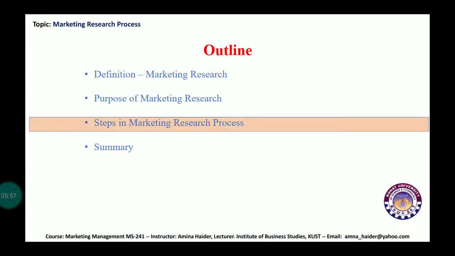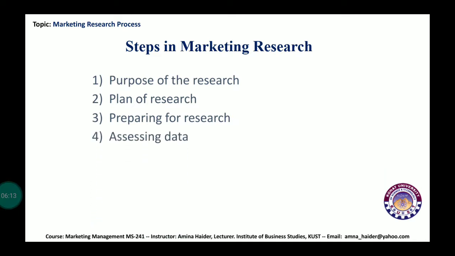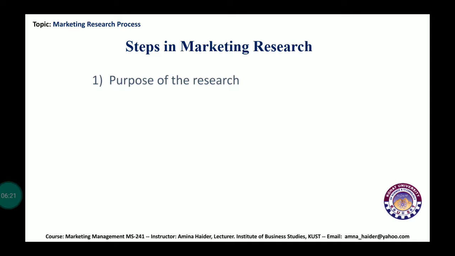The next topic is steps involved in marketing research process. It includes purpose of the research, plan of research, preparing for research, assessing the data, and report writing. So the very first step is the purpose of the research. The purpose of research should clearly define why the research is needed and what is to be accomplished.